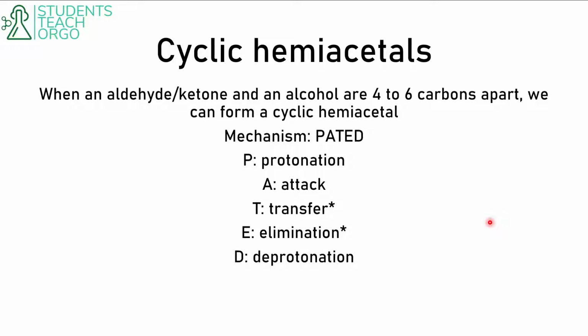All right, so cyclic hemiacetals. When we have a molecule that has an aldehyde or ketone, so a carbonyl group, and an alcohol that are spaced 4 to 6 carbons apart, that molecule can react with itself and form what we call a cyclic hemiacetal, which, as the name implies, is a hemiacetal that has a ring in it.